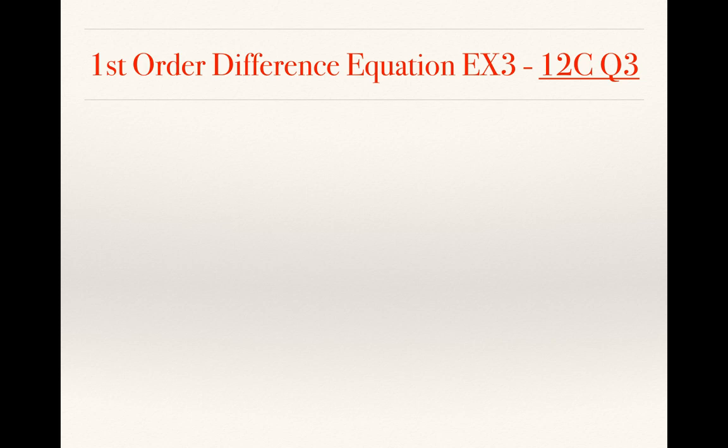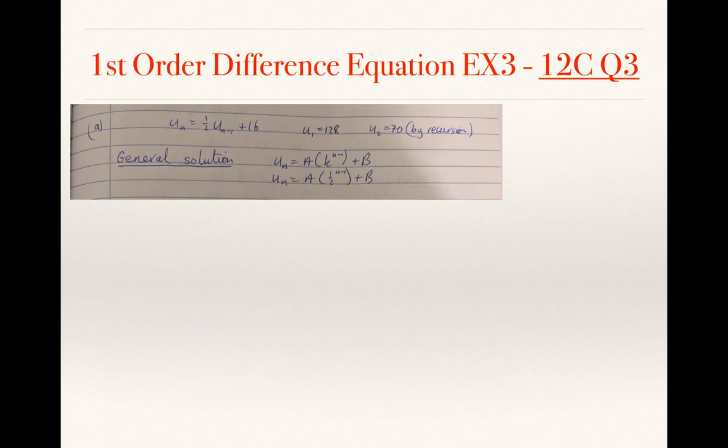So 12C question 3 we're starting with. And the question gives you u of n is equal to a half u of n minus 1 plus 16, where u of 1 is equal to 128. Again, I know that I'm going to need two numerical values for that. So I found u of 2 by getting u of 2 is equal to a half of u of 1 plus 16. That's u of 2 is equal to half of 128 plus 16, so it gives me 70.